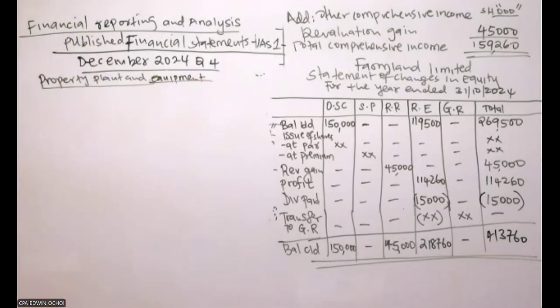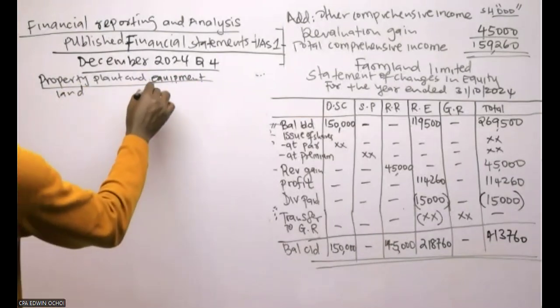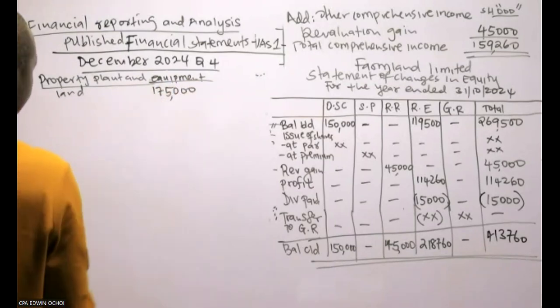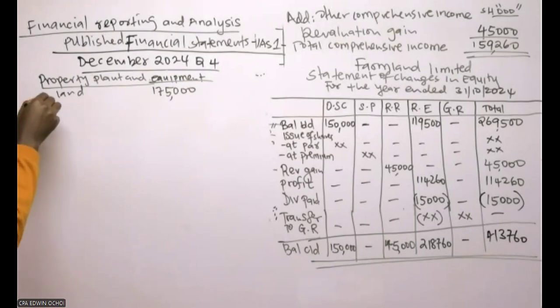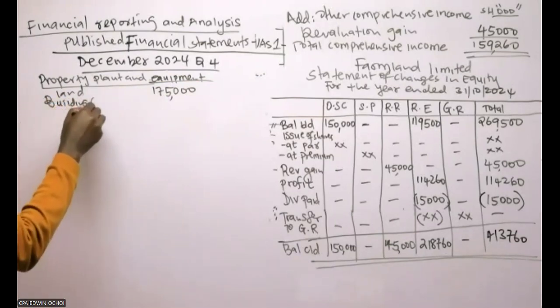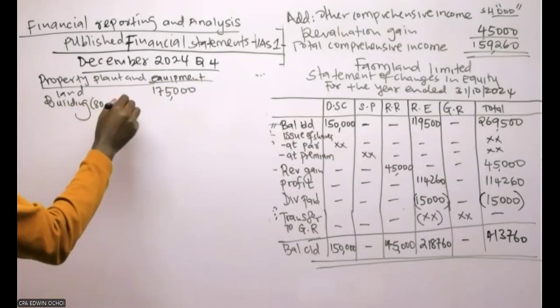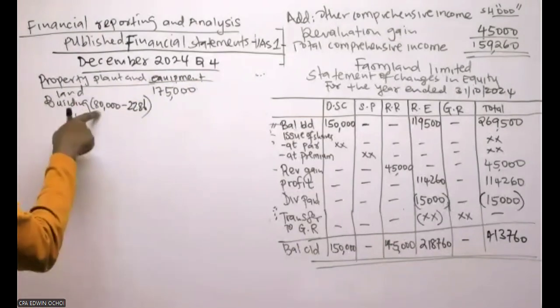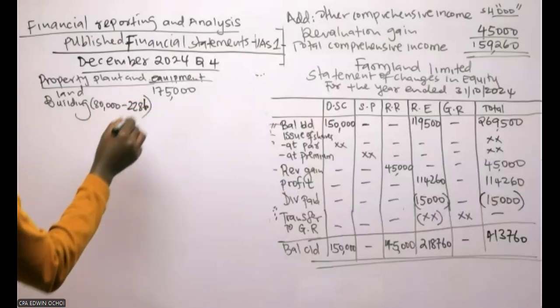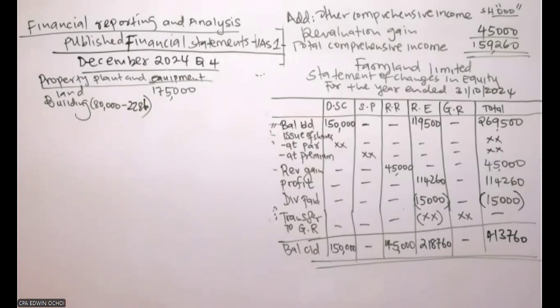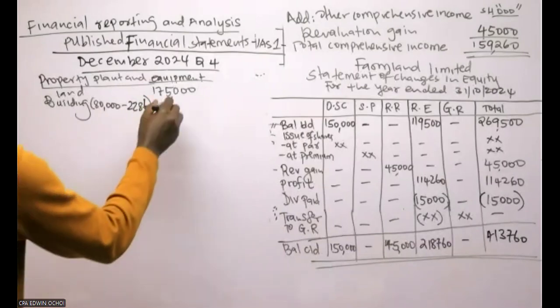There were various assets based on note 2. There was land. Land was revalued to 175. Land doesn't depreciate, it appreciates. And there was building. Remember that it was 80,000 minus the depreciation, based on the remaining useful life after revaluation. It was 2,286. We used 35 years. So 80,000 minus 2,286 is 77,714.